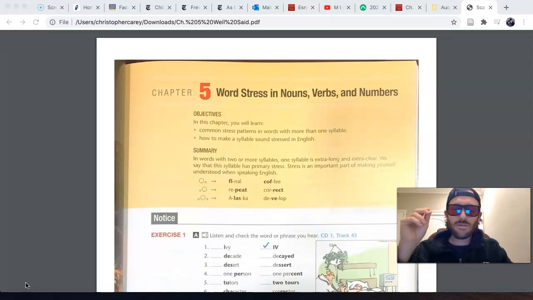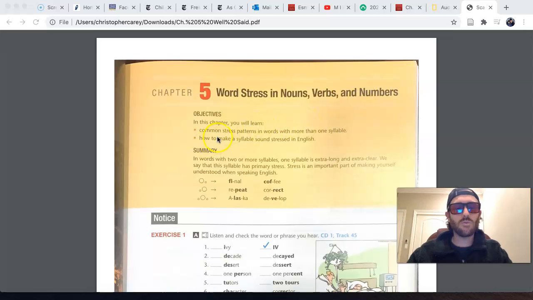So word stress is very, very important with nouns, with verbs, and with numbers. And I know you've had this experience before with the numbers 13 and 30, or 14 and 40, 50 and 15. Sometimes it's hard to tell which number is which. And even for native speakers, sometimes we get confused between the two. But word stress is the key.